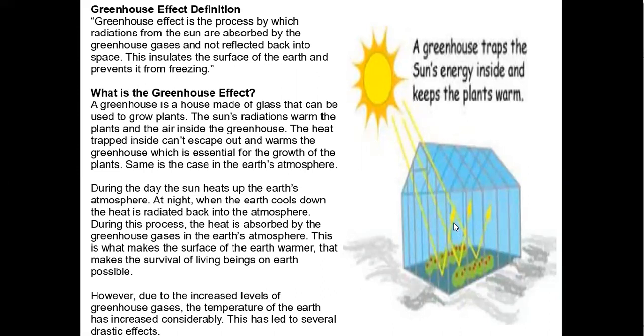During the day the sun heats up the earth's atmosphere, and at night when the earth cools down the heat is radiated back into the atmosphere, and during this process the heat is absorbed by the greenhouse gases in the earth atmosphere. This is what makes the surface of the earth warmer, that makes the survival of the living being on earth possible. However, due to the increased level of greenhouse gases, the temperature of the earth has increased considerably. This has led to several drastic effects. So we will discuss both advantages and disadvantages of greenhouse gases later.